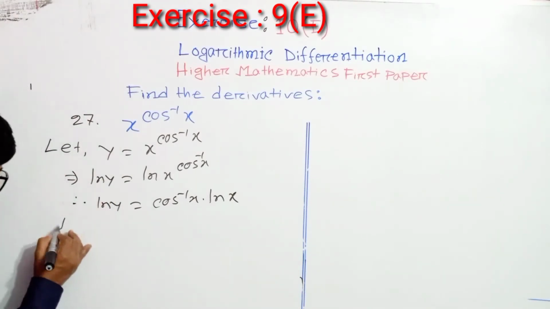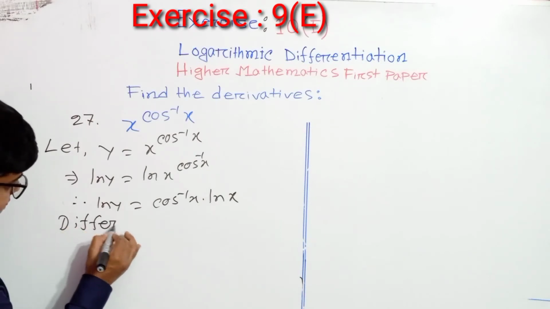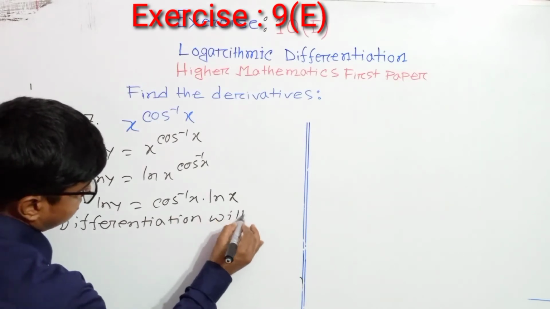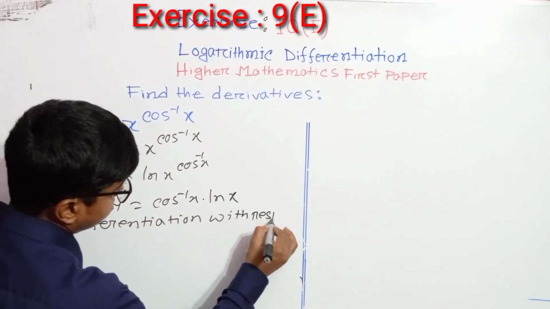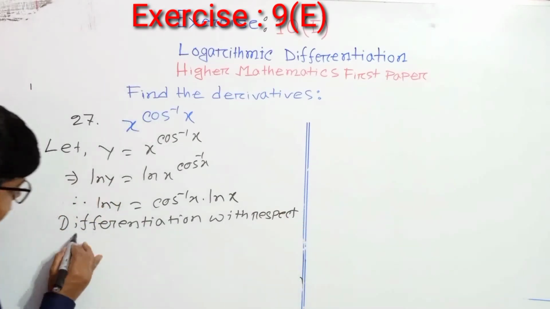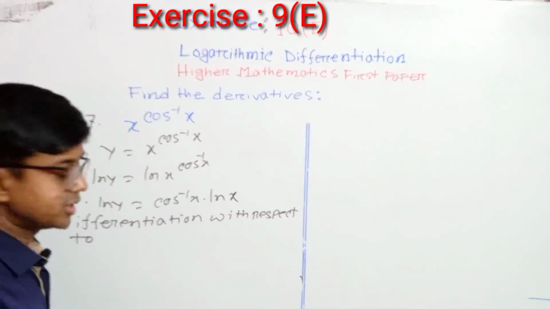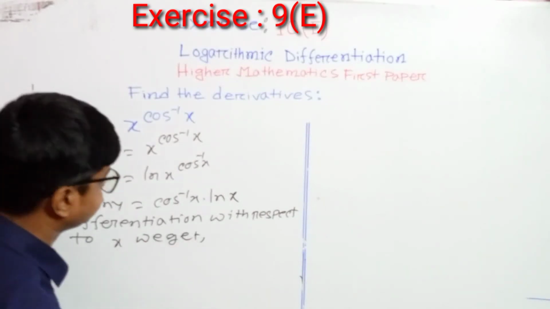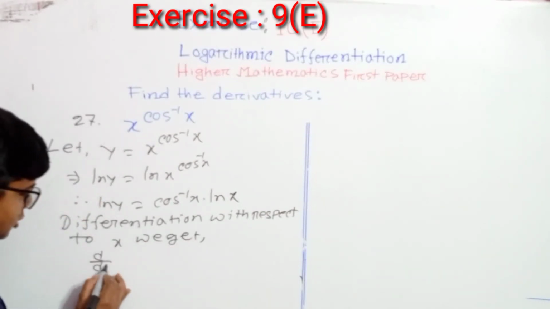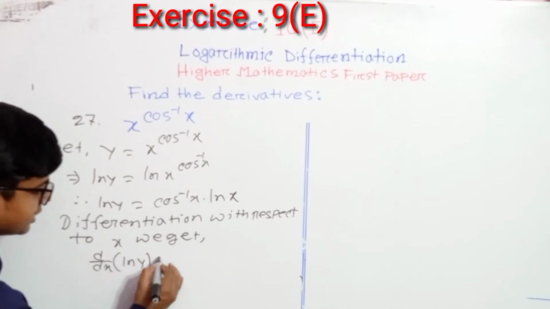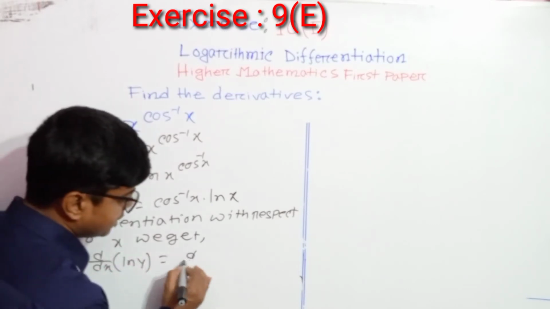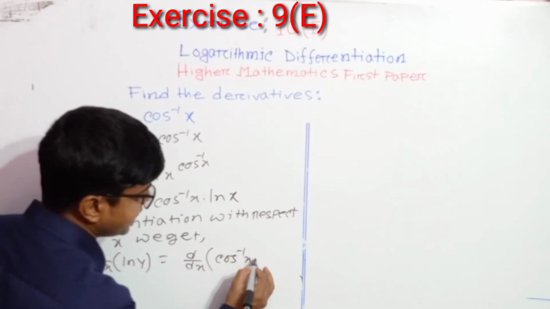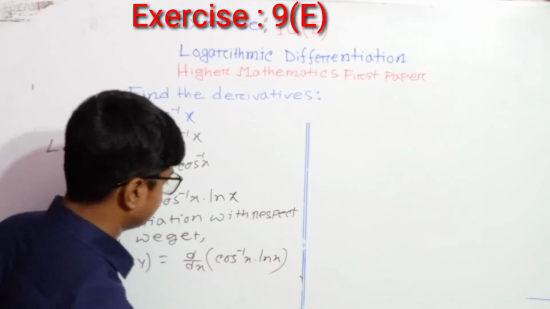Now differentiation with respect to x, we get d dx of ln y equals to d dx of cos inverse x into ln x.